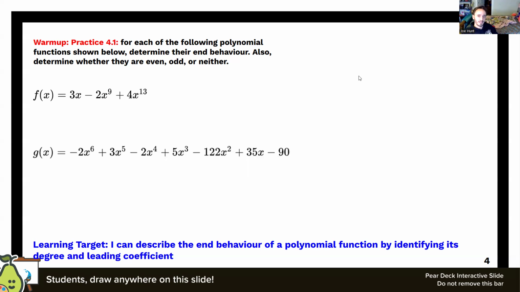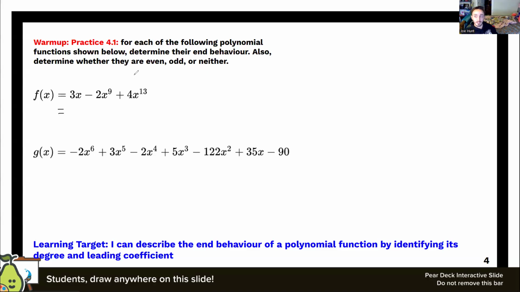And we often explain this in algebraic notation using limit notation, where I write the limit as x goes to infinity of my function is something. Then on the other side, the limit as x goes to negative infinity, way to the left of my function, is some result. One thing that often helps me is to double check that my functions are written in decreasing order of powers. In standard form, f of x would look something more like 4x to the 13th minus 2x to the 9th plus 3x to the first in that case.